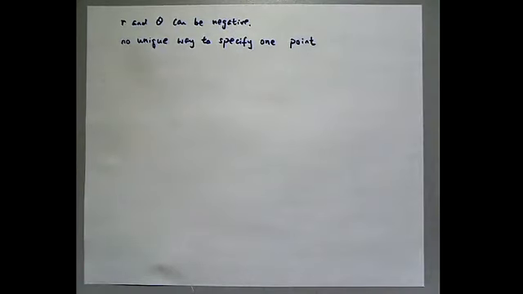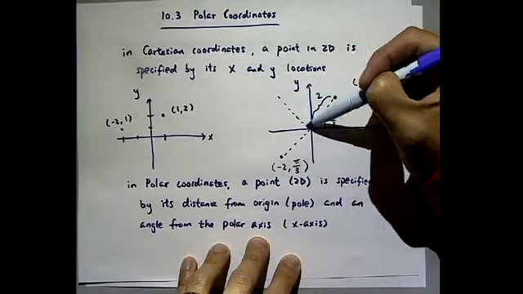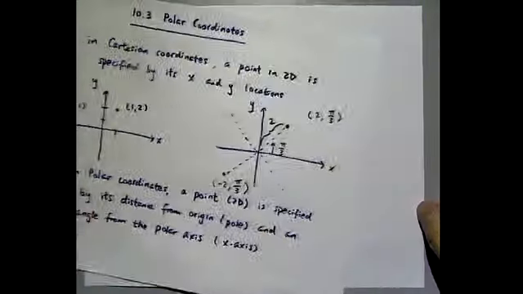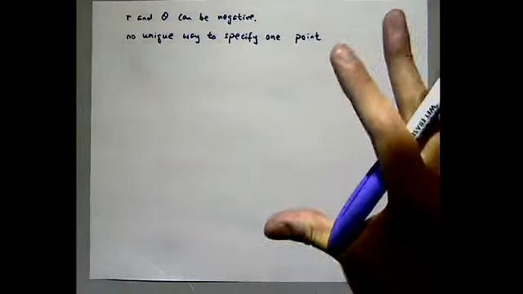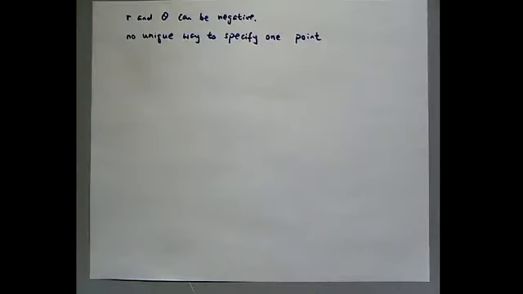-2 and pi over 3. How do we know it's any different from -2 in the second quadrant? Well, in the second quadrant, my angle would be different. Well, actually, if you wait just a second, we're going to be talking about multiple ways of talking about the one point. Maybe that'll answer your question. If not, then we'll come back to it, okay?